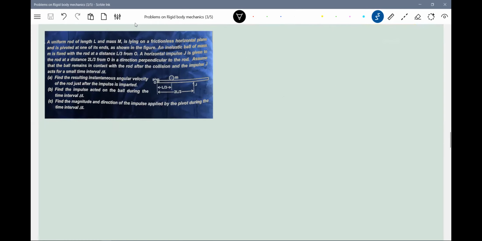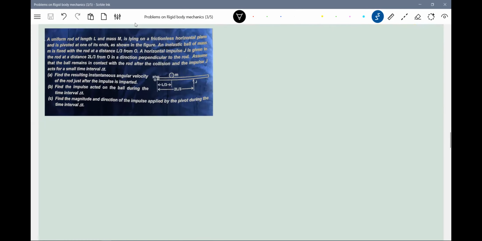Take this question. Look at the pivot and some particle is there.